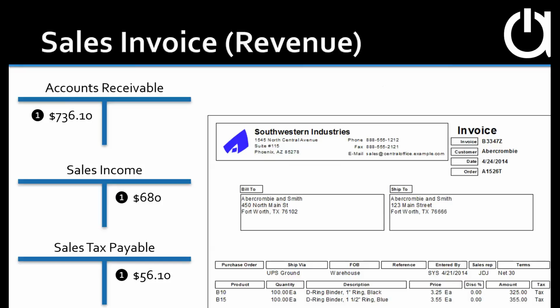Okay. So next we have a sales invoice. What happens with the sales invoice? Well, I like to call it like a four-sided transaction. The initial transaction is a debit to accounts receivable, credit to sales income, credit to sales tax payable. So that's a balance sheet account for accounts receivable, an income account which is on the P&L, and then sales tax payable is a balance sheet account as well, because it's a liability. I'm going to owe that money.